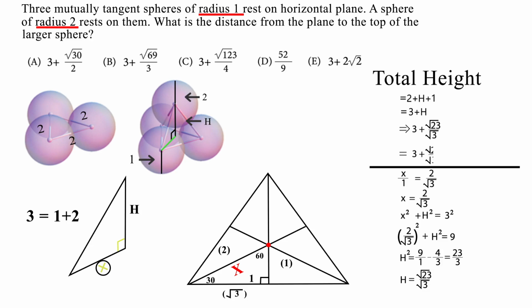So this is the square root of 23 over root 3. So they multiplied top and bottom by root 3, like that. And if you do that, you basically get 3 plus 23 times 3 is 69, which is root 69, and then root 3 times root 3 is 3. So 3 plus root 69 over 3, so that would be B.